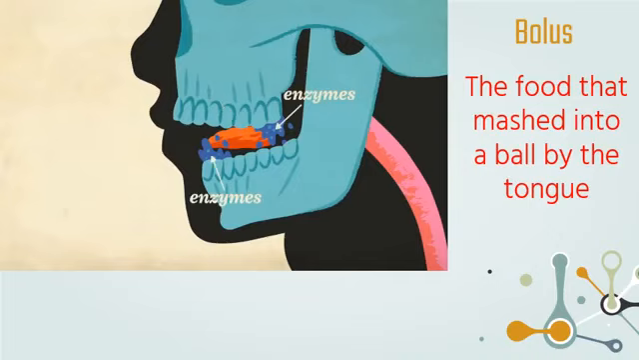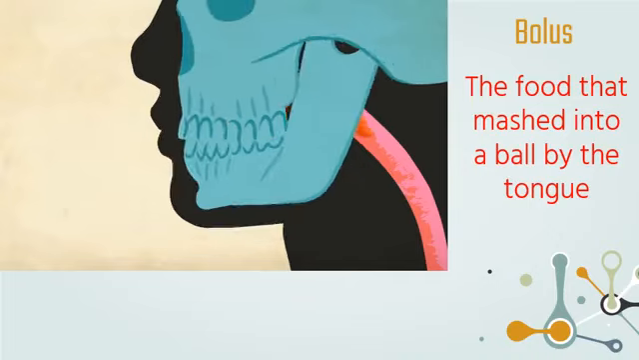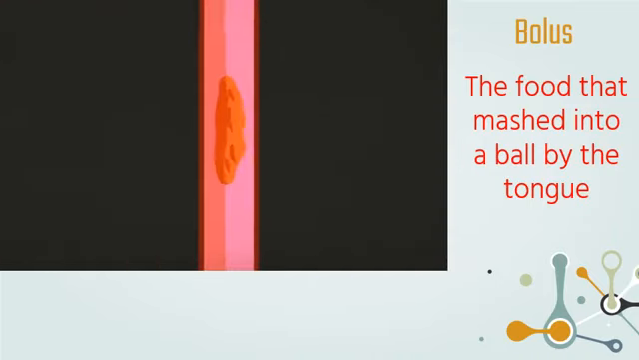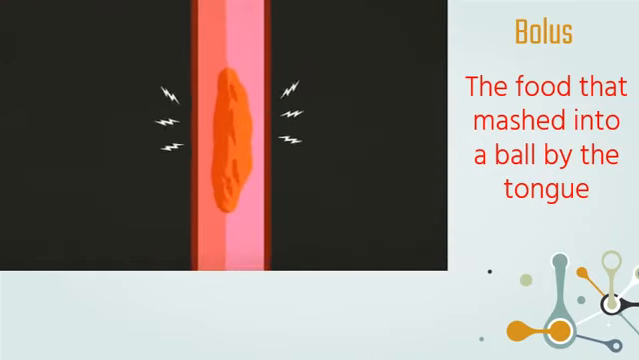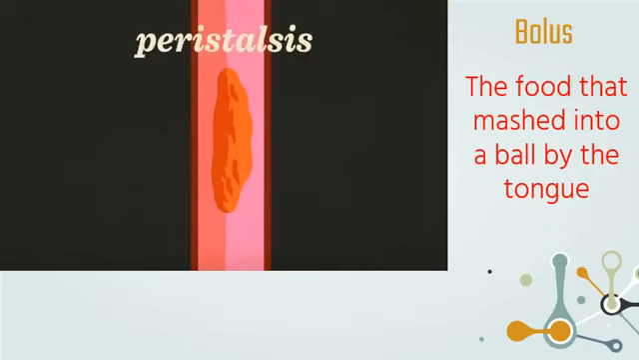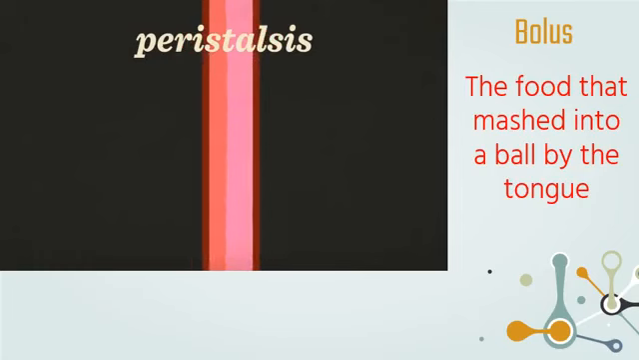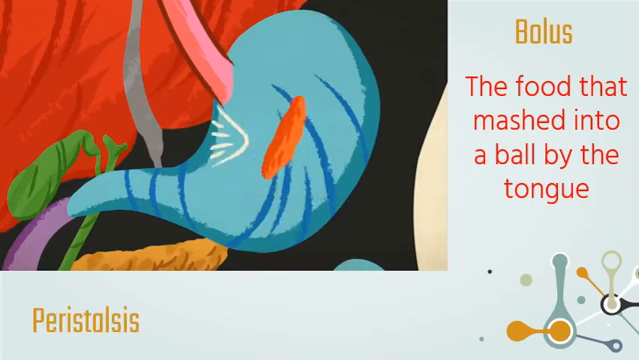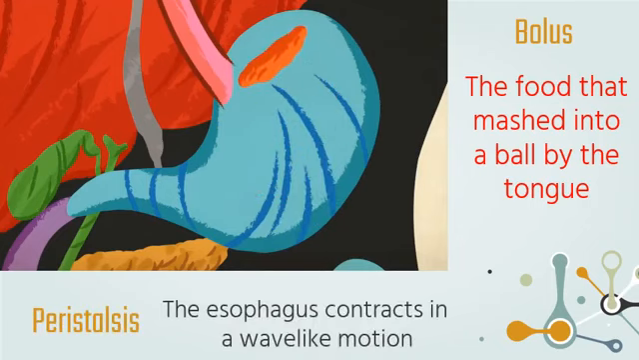Enzymes present in the saliva break down any starch. Then your food finds itself in the long tube called the esophagus. The nerves in the surrounding area sense the bolus's presence and trigger peristalsis that propels the food into the stomach. Peristalsis is when the esophagus contracts in a wave-like motion.